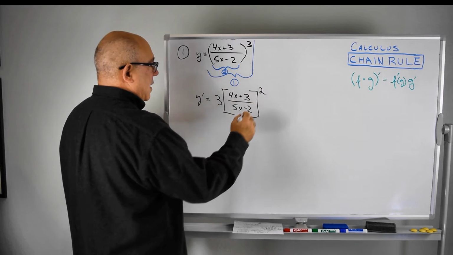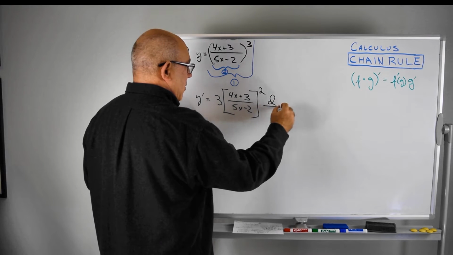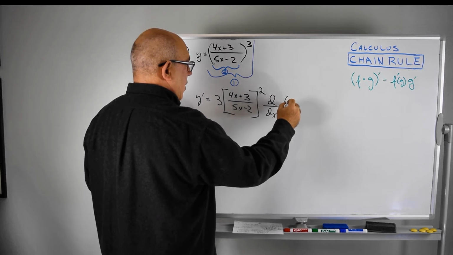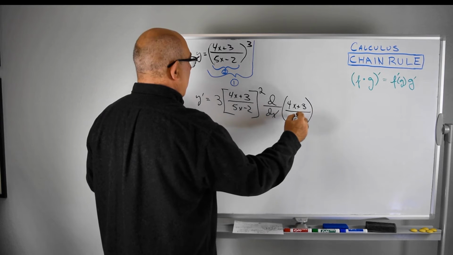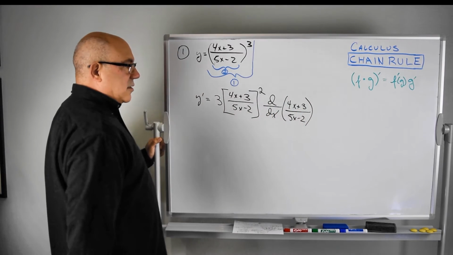squared. And then we're now going to need to take the derivative of this. So that will be multiplied by the derivative with respect to x of (4x plus 3) divided by (5x minus 2). So we're going to need to find the derivative of that.